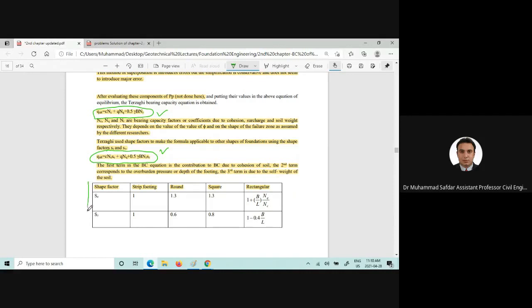Please kindly note down the different shape factors for strip footing, rounded or circular footing, square footing, and rectangular footing. You can see that for rounded footing, we have SC 1.3 and S gamma 0.6. For square footing, SC is 1.3 and S gamma is 0.8.